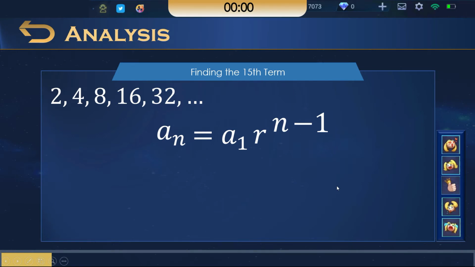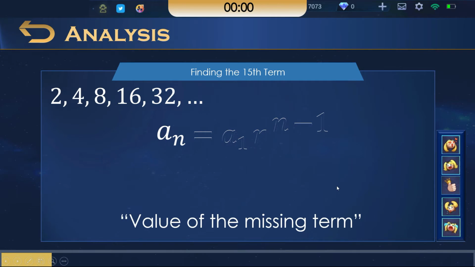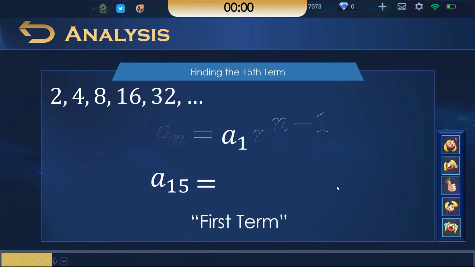Okay, so let us have the details of this formula. First, we have this a sub n, that is the value of the missing term that we are trying to find out. So here we are trying to find out the a sub 15. The next thing that we are going to look for is the a sub 1. A sub 1 is considered the first term of the given sequence, and in here, the first term is 2.